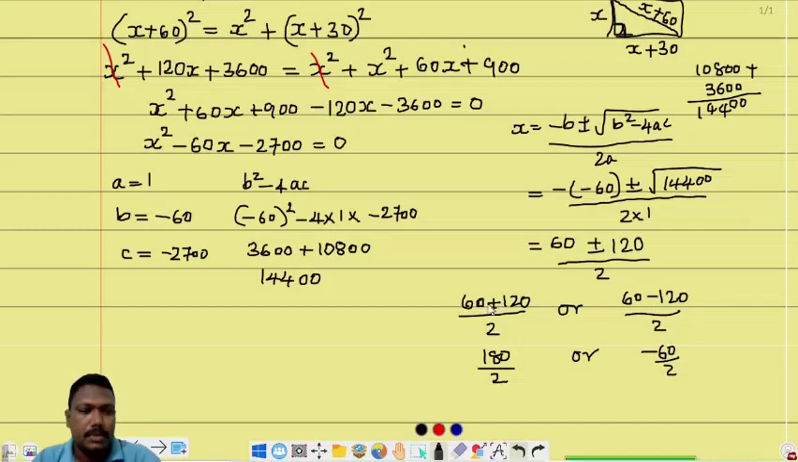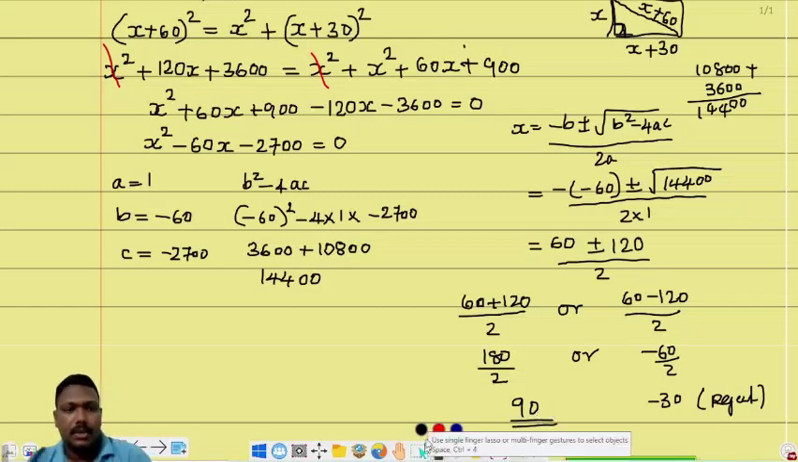So 60 plus 120 is 180 by 2. 180 by 2 is 90, and this is minus 30, but that you can reject. So what you get? The shorter side is 90. So the shorter side will be what?